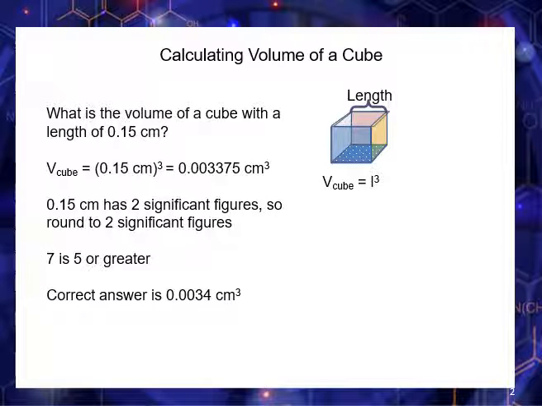0.15 centimeters has two significant figures, so round to two significant figures. Look at the first two digits. The 7 is 5 or greater, so we will add 1 to the 3, making it a 4. The correct answer is 0.0034 cubic centimeters.